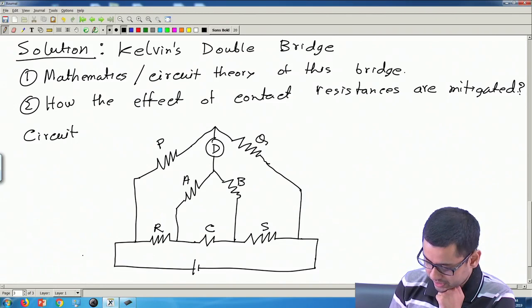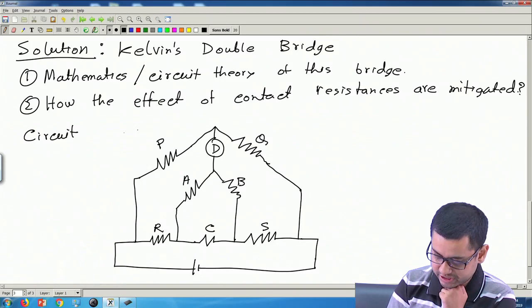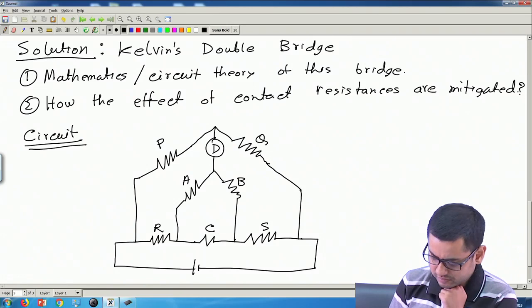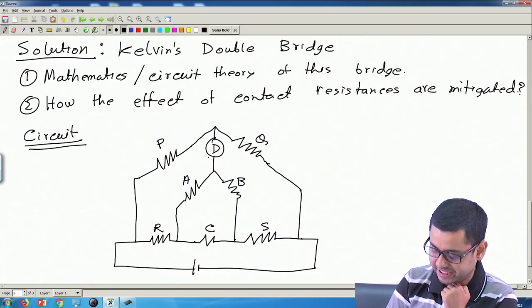Okay, so the power supply is here and the detector is here. So this is the bridge. Now we need to find the balance or null condition of this bridge. What is the balance condition? When this detector will show 0 deflection.